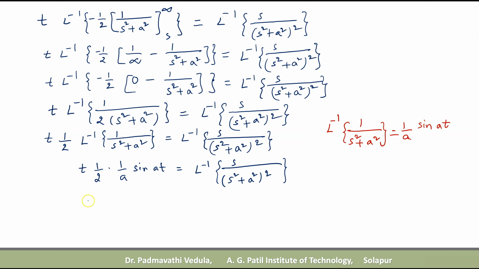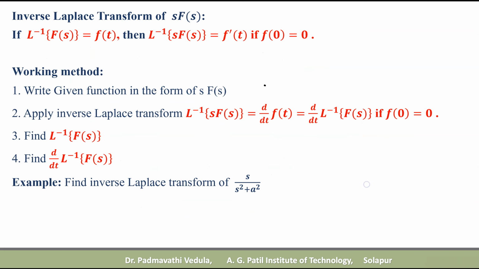Therefore, inverse Laplace transform of s by s square plus a square whole square equal to t into sin at upon 2a. This is the required solution. Now let us see the next property.